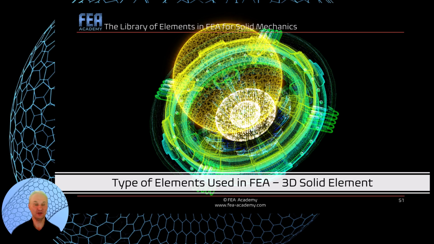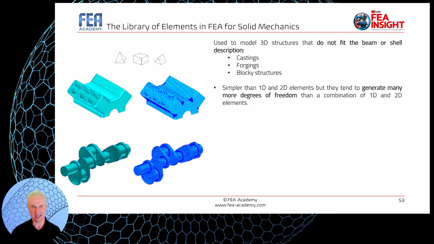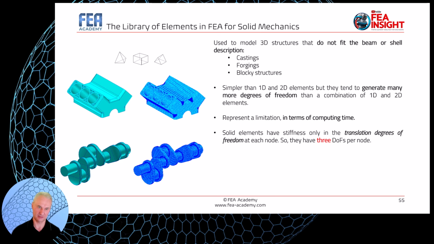So now let's see the usage of 3D solid elements. They are used to model 3D structures that do not fit the beam or shell description. For example, the castings, the forgings, the blocky structures. They are simpler than 1D and 2D elements, but they tend to generate many more degrees of freedom than a combination of 1D and 2D elements. And they represent a limitation in terms of computing times because they generate a lot of degrees of freedom.